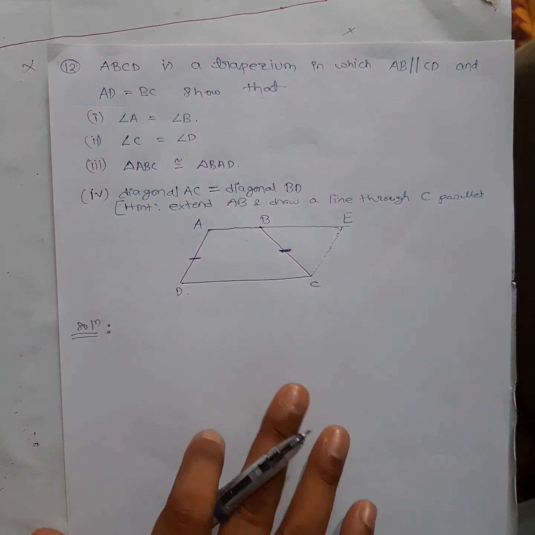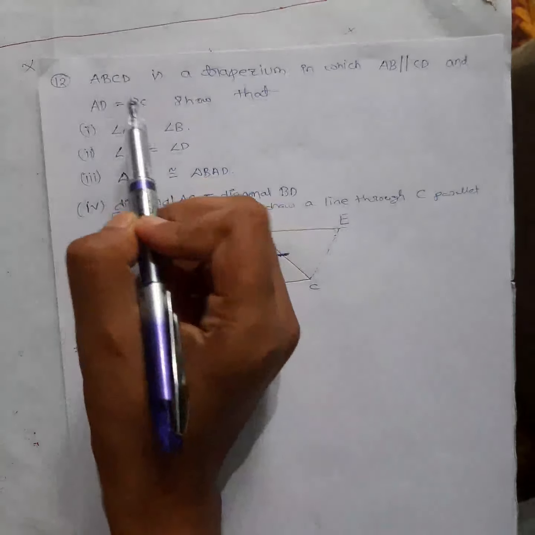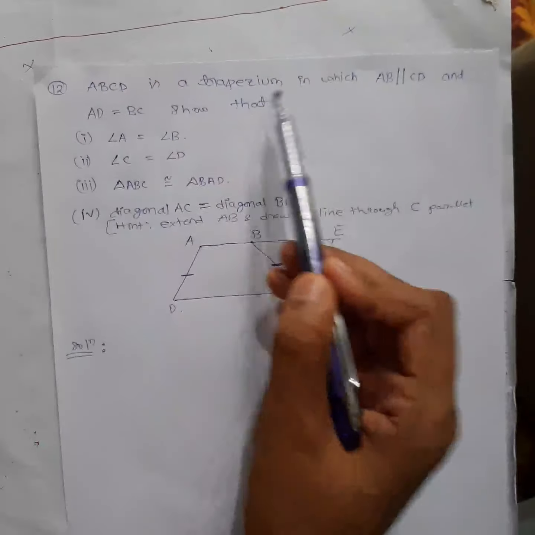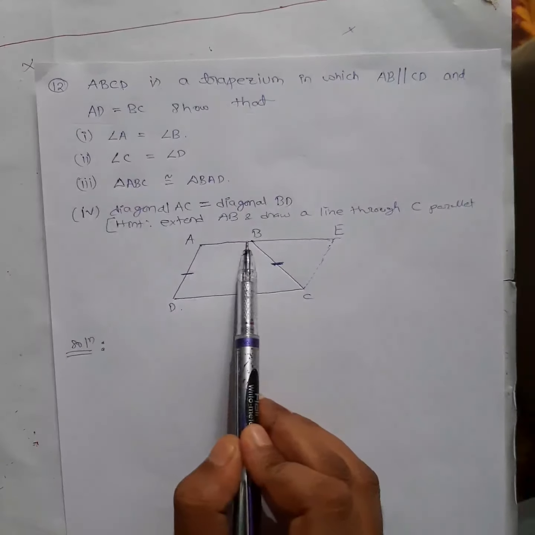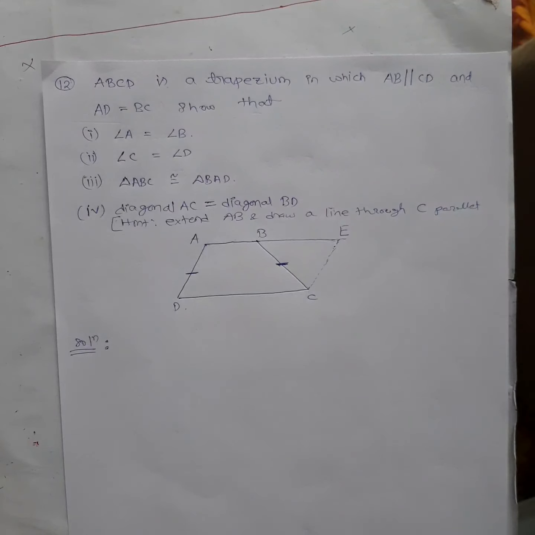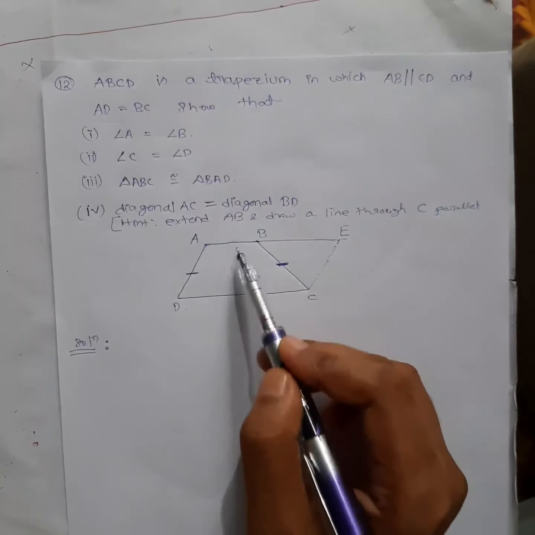Okay, students, so the last question for this exercise is question number 12. It says ABCD is a trapezium, in which AB is parallel. So this trapezium, you know, right? Out of four sides, one pair of opposite sides will be parallel, right?